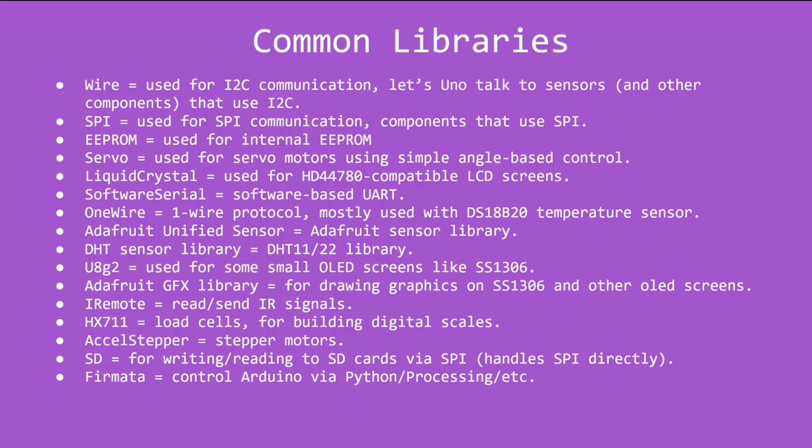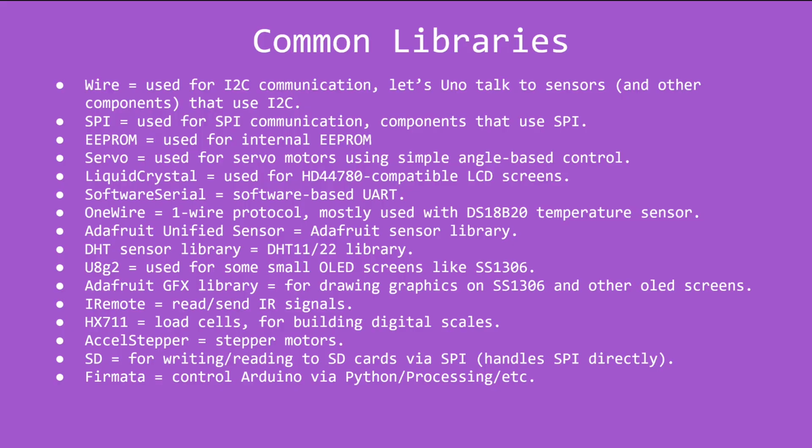More specific ones may have additional libraries or different libraries entirely. Software serial, that's where you want to do your software-based UART, because you have very limited UART options with the Uno Rev 3. One wire, that's the one wire protocol, mostly used with one particular temperature sensor, but there may be others. Adafruit has a bunch of libraries. There's a unified sensor one. It's a library that includes a bunch of different Adafruit sensors.